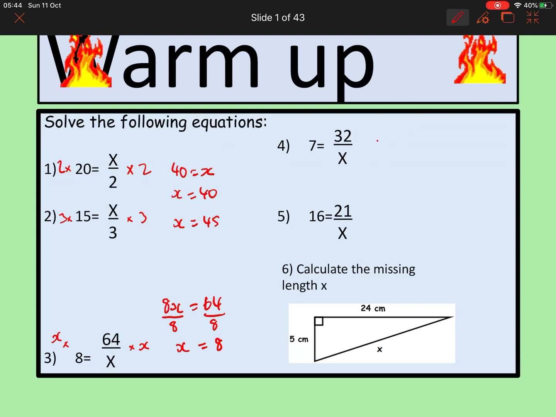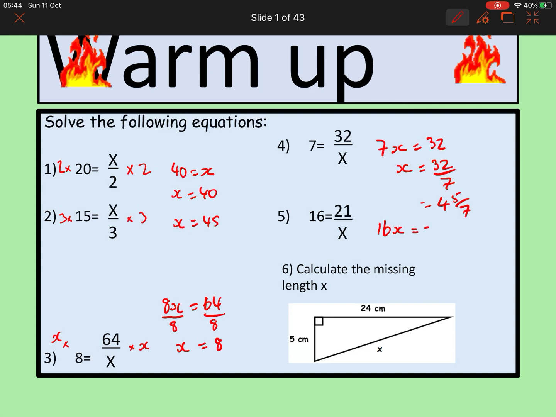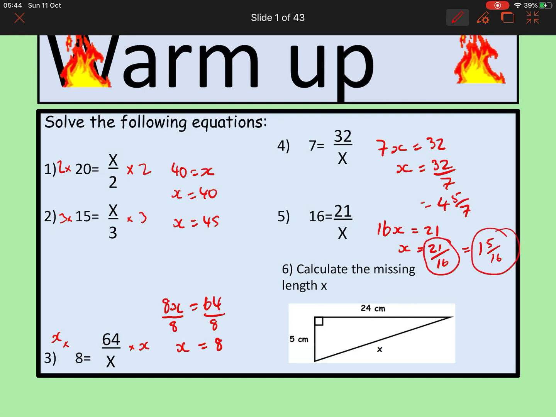Same with 4. 7x equals 32. x equals 32 over 7. You can leave it like that, or we can say that is equal to 4 5/7. Okay, and same with number 5. That's going to be 16x equals 21. So x equals 21 over 16, which is 1 5/16. Either improper or mixed number is okay unless the question specifically states.